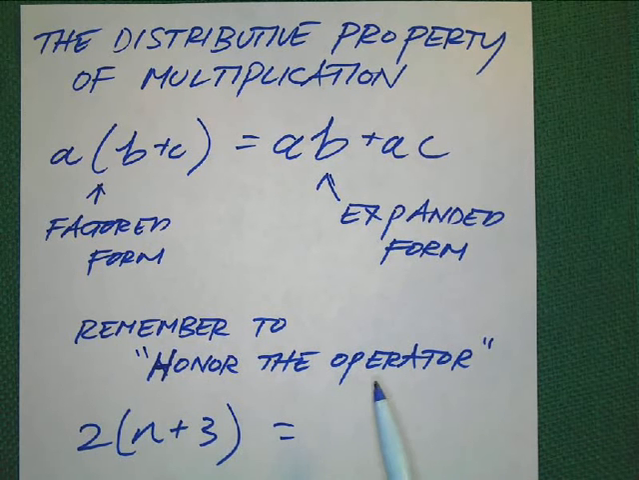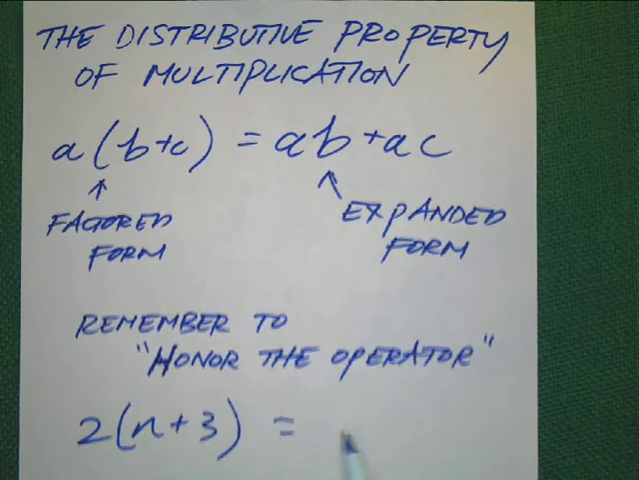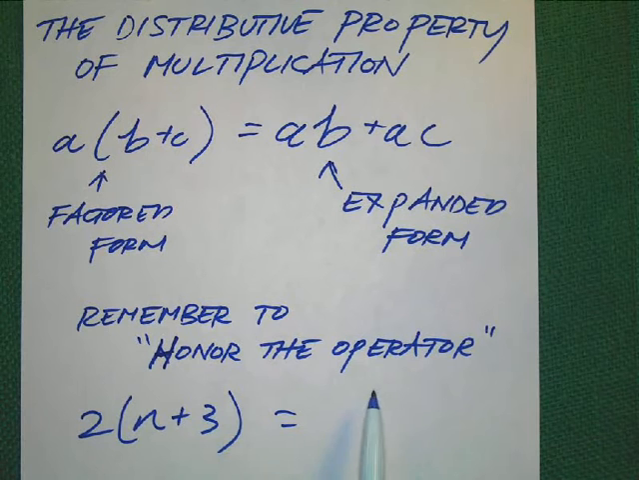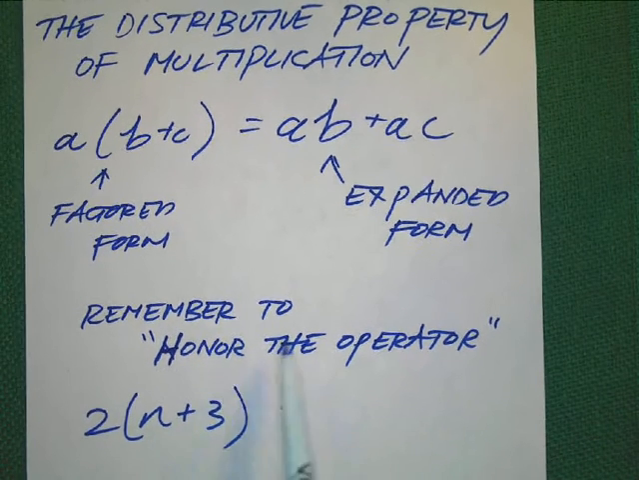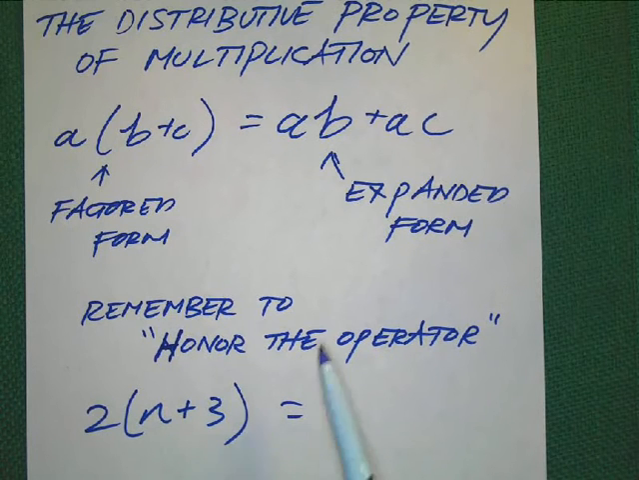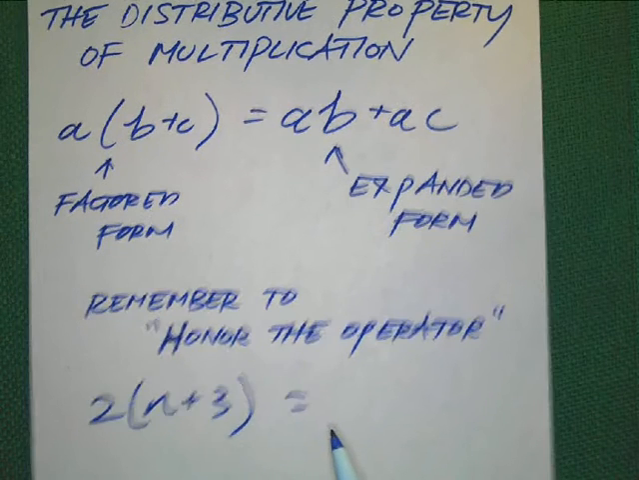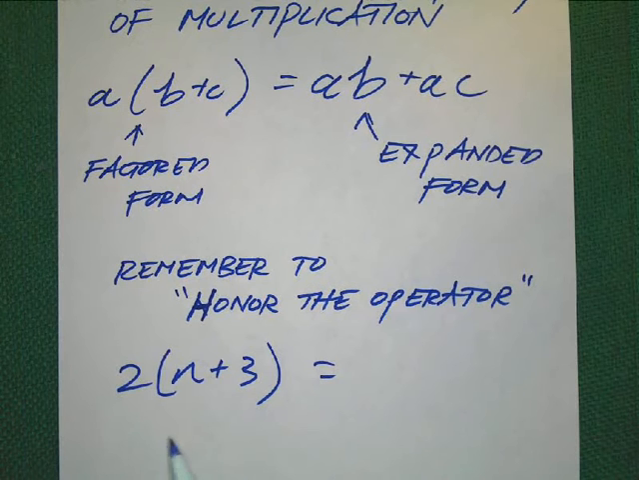A key aspect of the distributive property is to honor the operator, and I will explain to you what that means in a sec. So remember to honor the operator. Again, pause it if you need to catch up. So here we're going to take this expression in factored form. It is 2 times the quantity n plus 3.